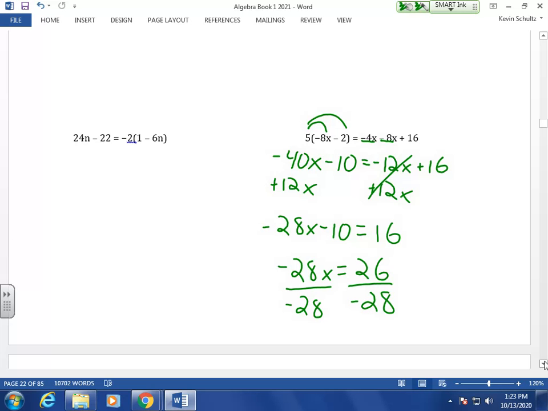Remember that a fraction is just division, right? Or division is just a fraction. 26 divided by negative 28 isn't any fun to look at in a calculator, but as a fraction, 26/28, what does that simplify down to be?